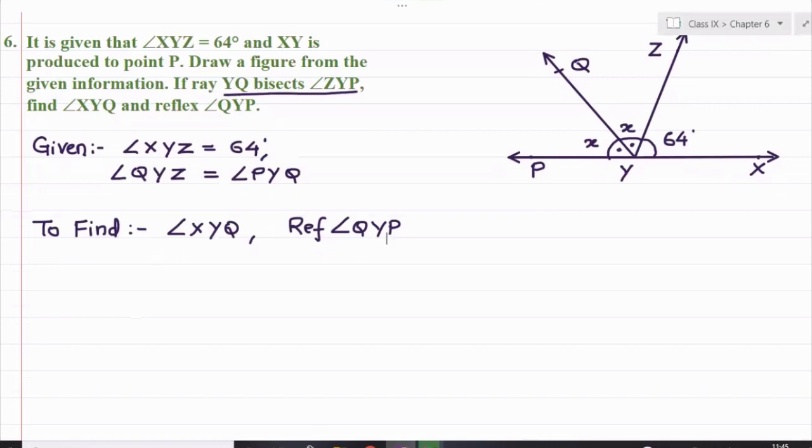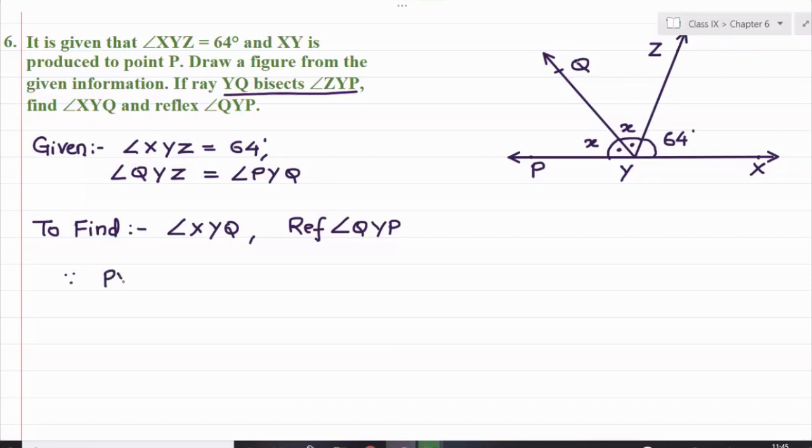So first of all, we shall pay attention to find out the value of angle XYQ. Observe, angle XYQ is going to form with two angles. One is x here, and the second one is 64 degrees, meaning angle XYZ. Anyhow, first of all, we need to find out the value of x, then easily we can find out the required angles.